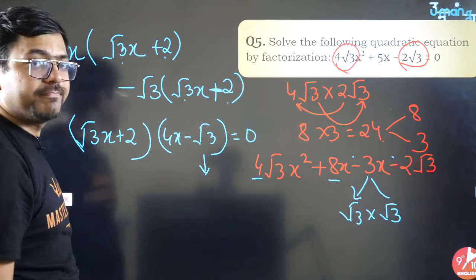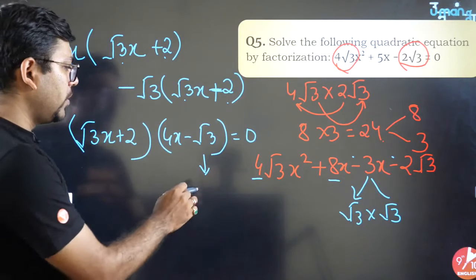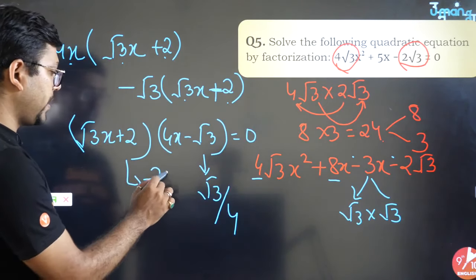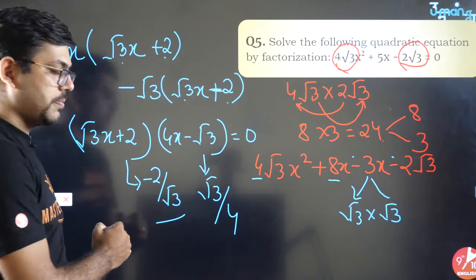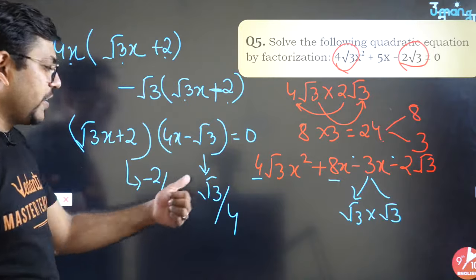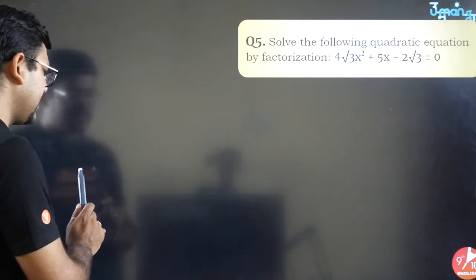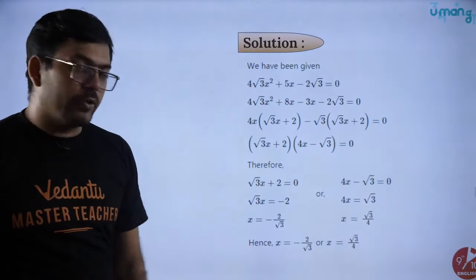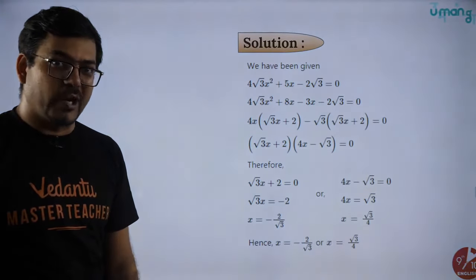From here what we got? We got just root 3 by 4. Simple answer. And from here we got minus 2 by root 3. Pretty simple, isn't it? So minus 2 by root 3 and root 3 by 4, those would be the two answers. Minus 2 by root 3 and root 3 by 4. That's it. Simple.